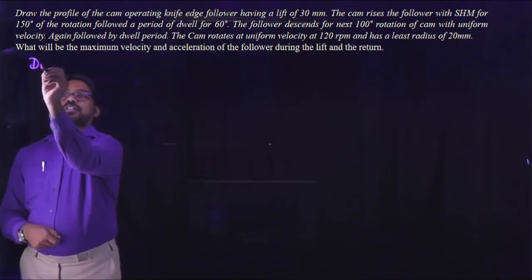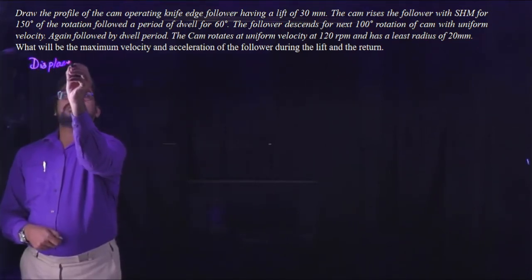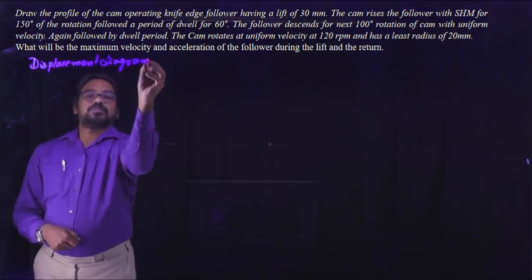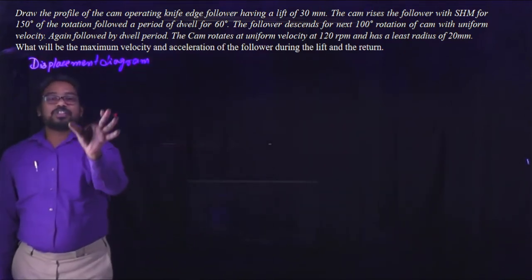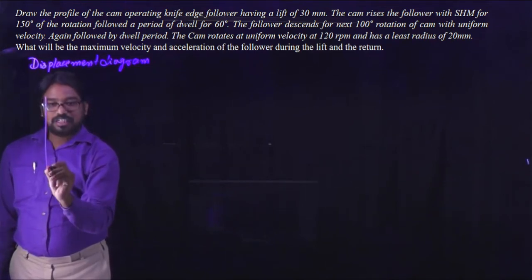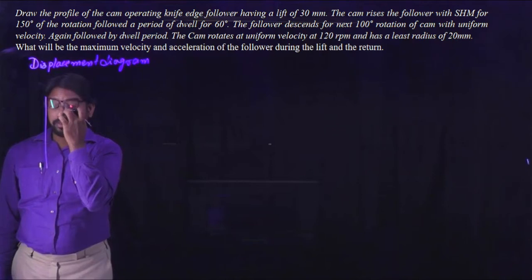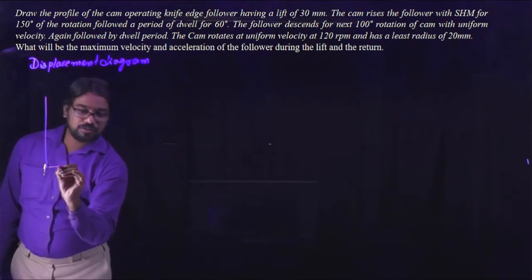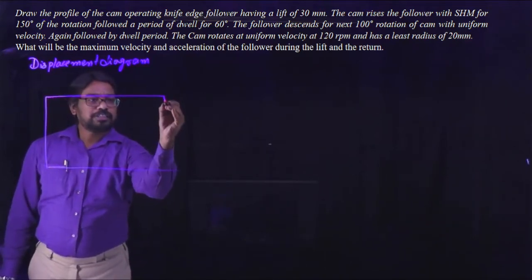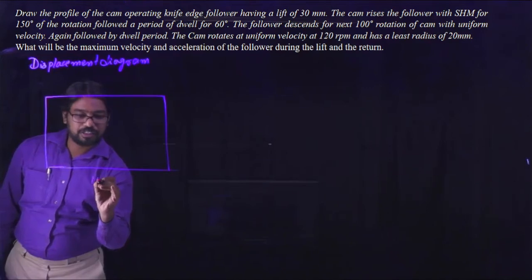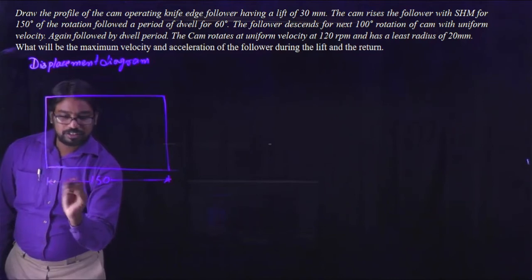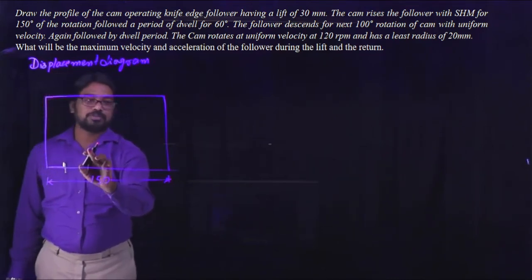First of all, let us draw the displacement diagram of the follower. The height of the follower is represented on the y-axis. Along the x-axis we have the cam rotation. For the first phase we have 150 degrees, the cam rotating 150 degrees with a simple harmonic motion.